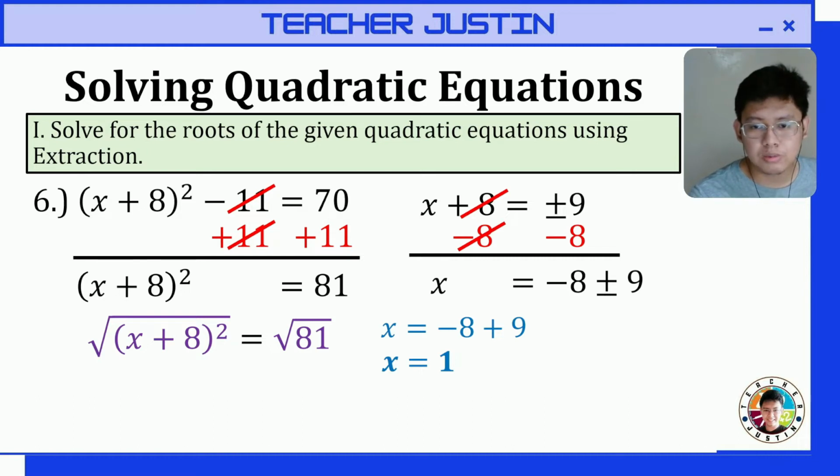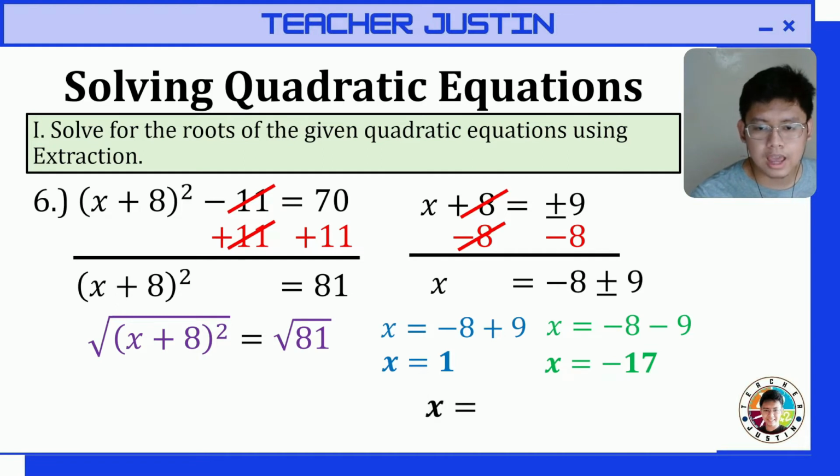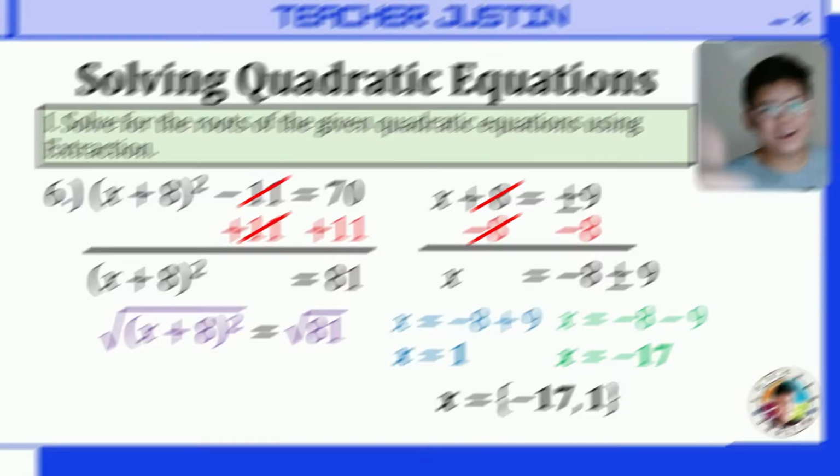Okay? Now, subtract naman natin. So, x is equal to negative 8 minus 9. So, negative 8 minus 9, that will give us negative 17. So, dalawang value of x natin for this equation. We have x being equal to negative 17 and 1. And that's it. Ta-da! Alright.